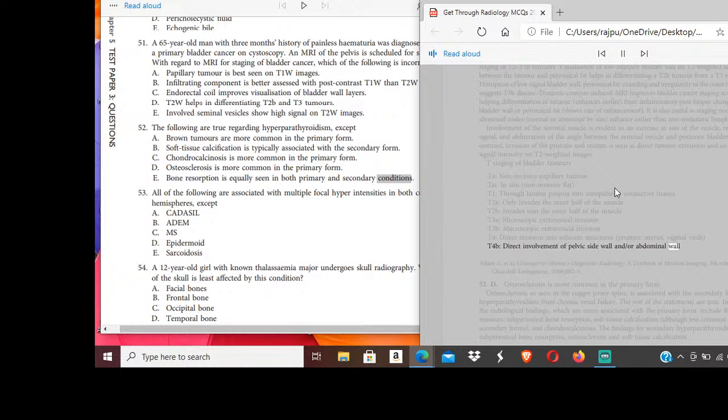Adam A, et al. Grainger and Allison's Diagnostic Radiology, a textbook of medical imaging, 5th ed. New York, Churchill Livingstone, 2008:892-3.